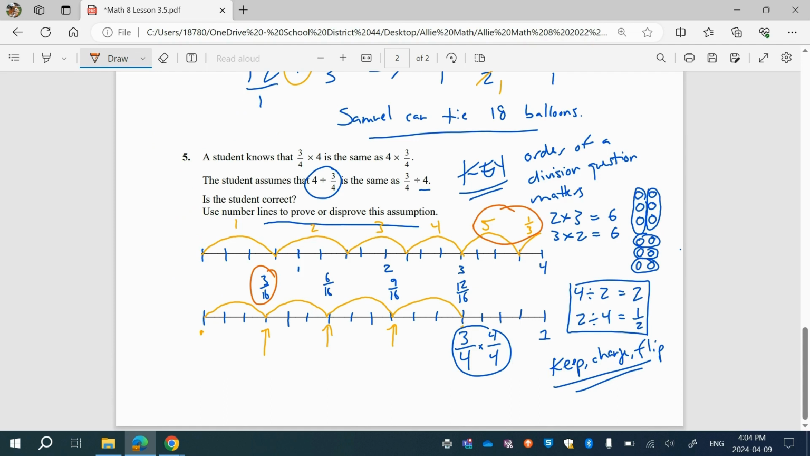So the key that I want you to take away is that the order matters, just like if we're using whole numbers.